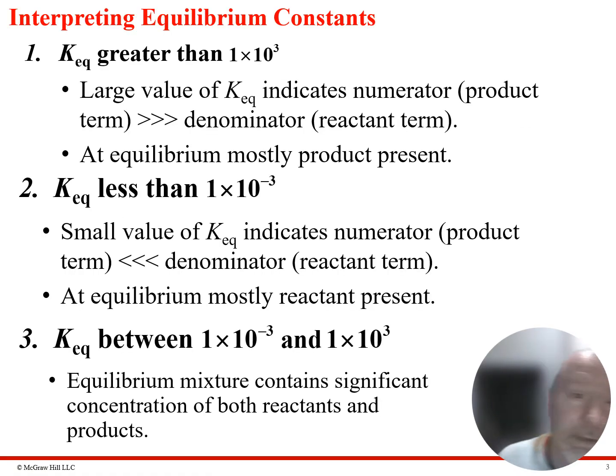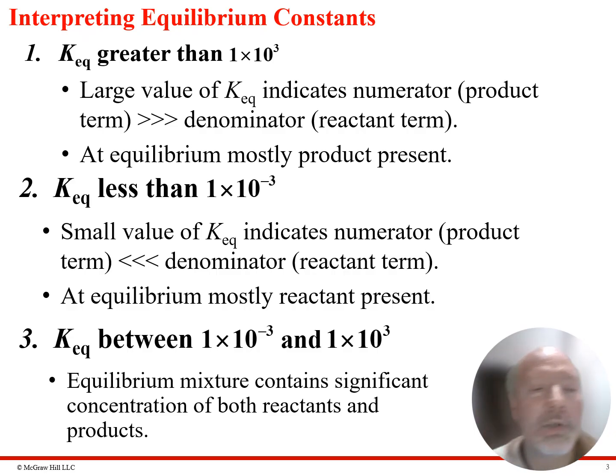So we can interpret this, and this is the way the experts say to read KEQ. If it's greater than 1 times 10 to the third, a large value of KEQ indicates the numerator, the product term, is higher than the denominator, which is the reactant term. So at equilibrium, there's mostly product present. If KEQ is less than 1 times 10 to the negative third, a small number, it indicates the numerator is rather small compared to the denominator, and the reactant term dominates. And at equilibrium, we have mostly reactants present and way less products.